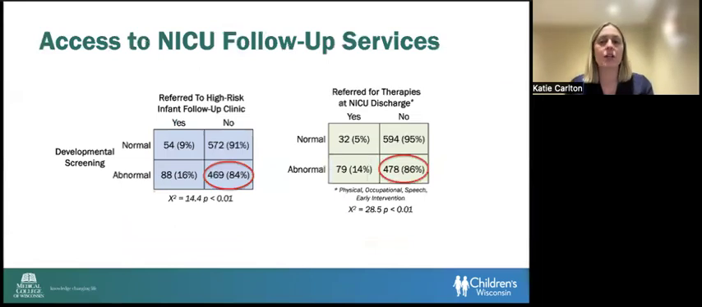We also assessed the current access to developmental follow-up services in the cohort of patients and found that at time of NICU discharge, 84% of infants with an abnormal developmental screen later on in childhood had not been referred to high-risk infant follow-up, and 86% were not receiving physical, occupational, or speech therapy after NICU discharge.